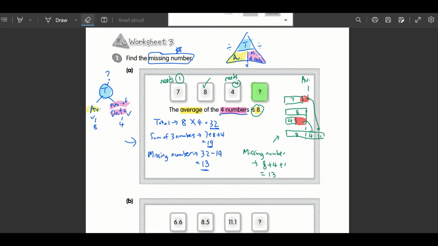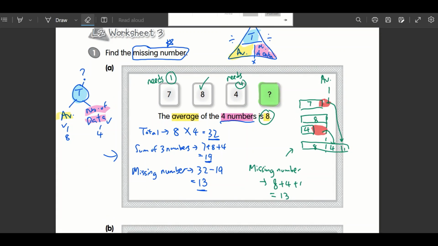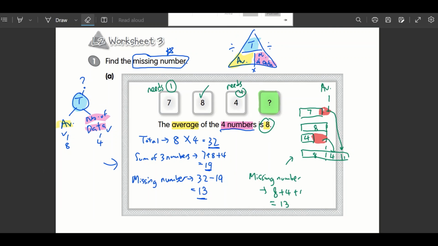Now, in the previous video, we talked about the two ways of solving missing number, in other words, missing information in a set of data question types. One is finding the total first, then you subtract what's given to find the missing identity. The other one, in green, is about evening out or sharing the difference.